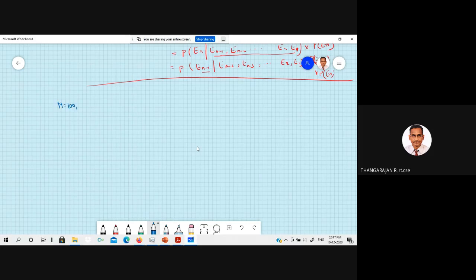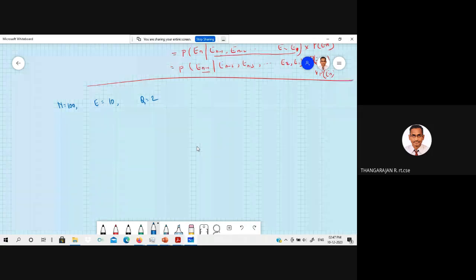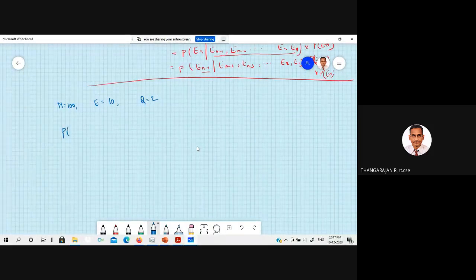Okay, number of exposed equal to 10, number of quarantined equal to 2. Now what you do in this 100, you just randomly pick a person. What is the probability that he is exposed? Out of 100, 10 are exposed, 2 are quarantined. Now you randomly pick one person from this 100. What is the probability that he is exposed? The probability that he is exposed is equal to 10 by 100.